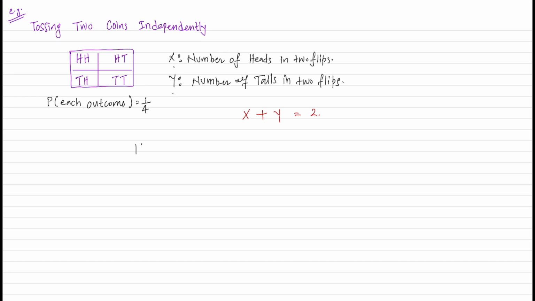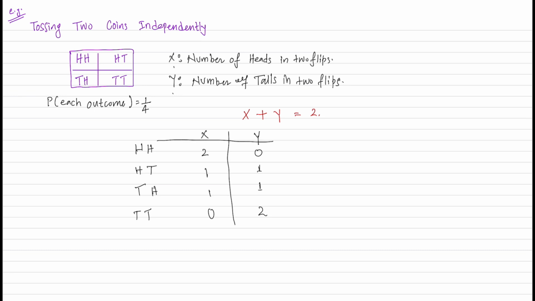So these are the outcomes. The outcome could be head head, or head tail, or tail head, and tail tail. And if it is head head, random variable x will take the value 2. If it is head tail, x will take 1, and here 1 and here 0, because x, as we have defined, is the number of heads in two flips. In case of y, if it is head head, there is no tail, so the value will be 0, and here 1 and here 1 and here 2. Hope it is clear. There is no confusion here.